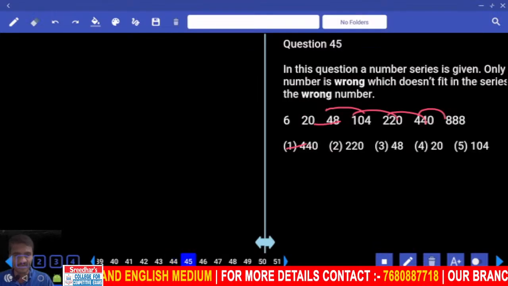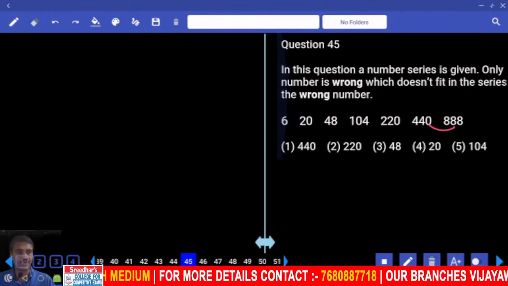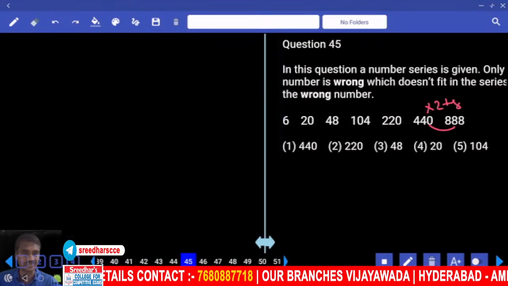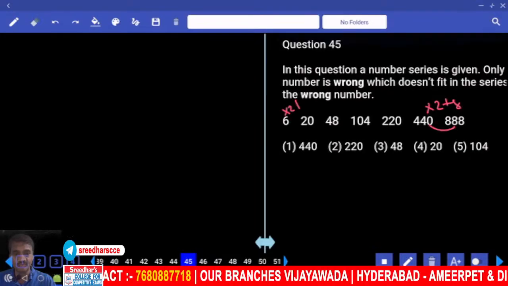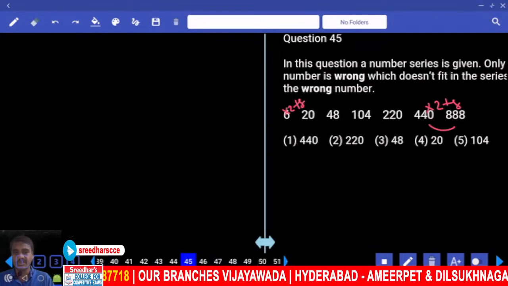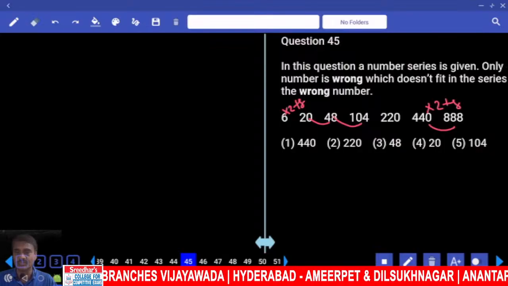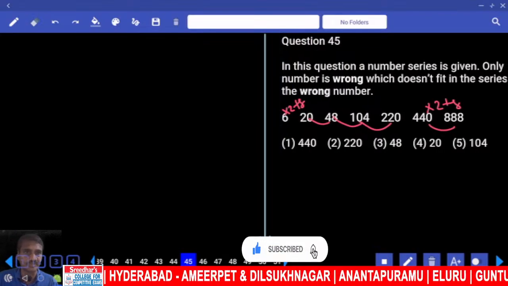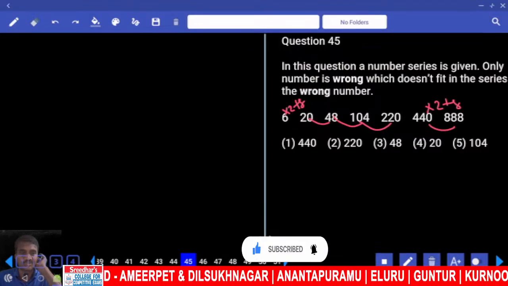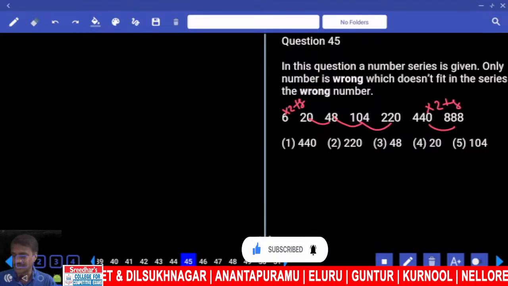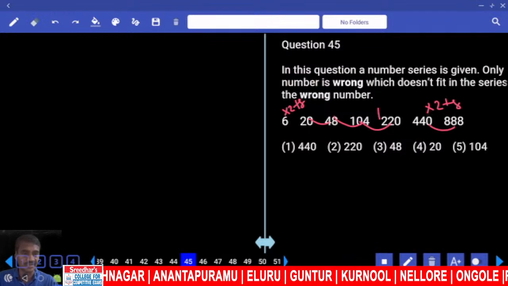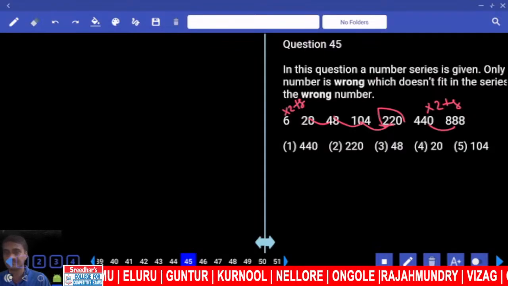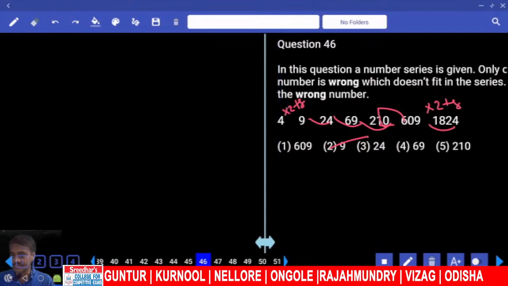Then 45: 448, 88. Now it is into 2 plus 8. What is the constant? Into 2 plus 8. 48 into 2, 96 plus 8. 104 into 2 plus 8. And 220 into 2, 440 plus 8, 448. Then what is the wrong number we have? 220 is the wrong number. 8 plus 8, 16. 216 is the correct number. 220 is choice 2.